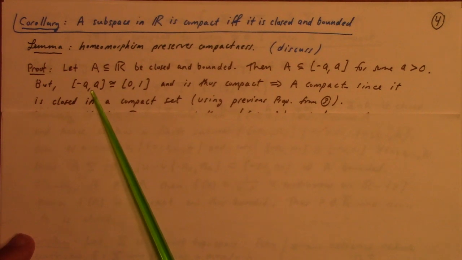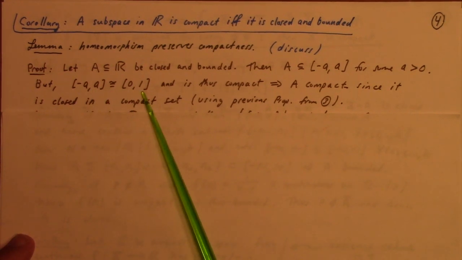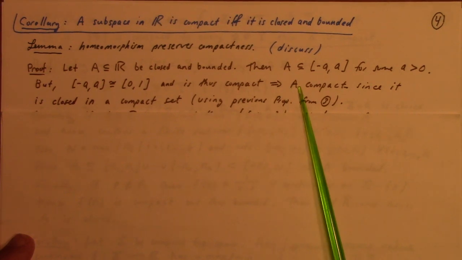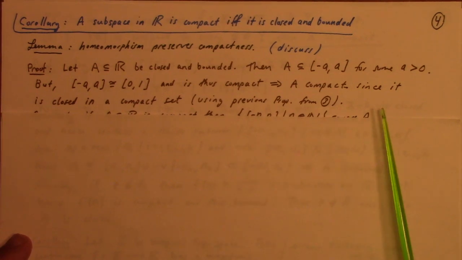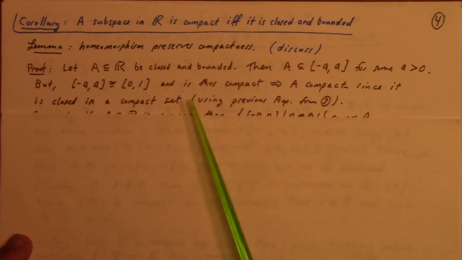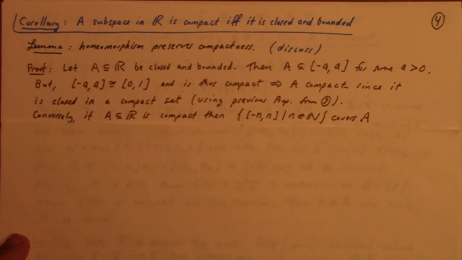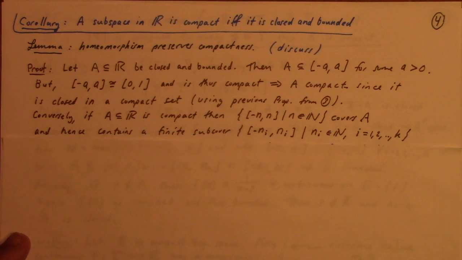Anyway, [-a, a] is homeomorphic to [0, 1], and as such it's compact, which implies then that A is compact, since it's a closed subset of a compact set, and then we can use the previous proposition from page 3. Proposition number 1 of page 3 was any closed subspace of a compact space is compact, so yeah.